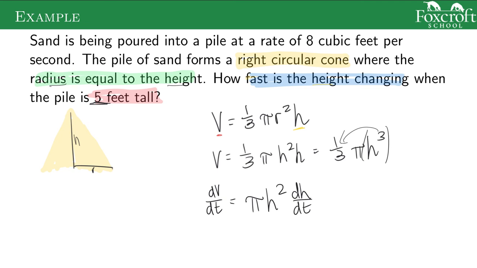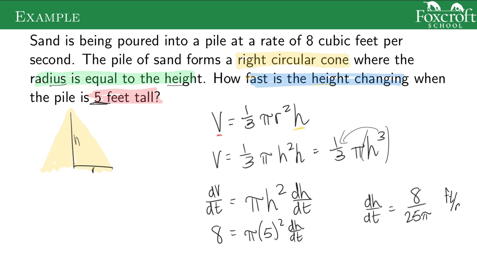All right, now we plug in everything we know. How is the volume changing? Well, I'm pouring more sand in, so the volume is going up at a rate of 8. Pi is just a number. h squared, at the exact moment I care about, the h is 5, so that's the current height. And I don't know how the height is changing yet. But now I can find it because I just have to divide. The height is going to be changing at 8 over 25 pi. And height is one dimensional, so it's going to be feet per second, because that was the unit we had up there.